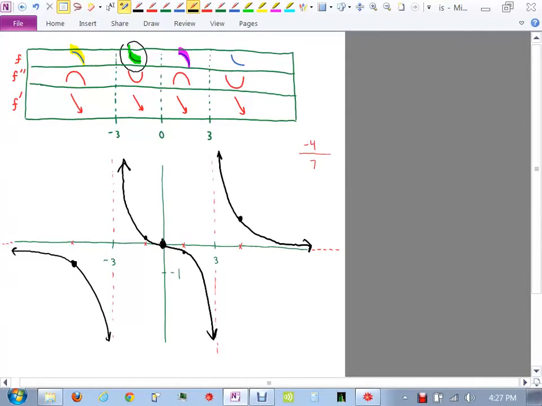But the idea is what I want you to understand, that you can take pretty much any function, and as long as you can do this process, you can sketch it.